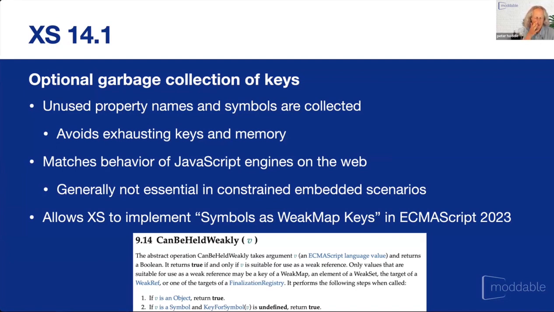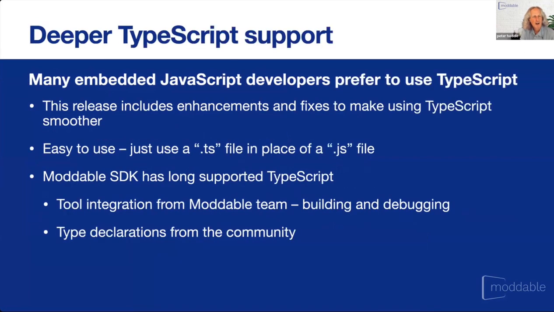And it let us implement the one proposal in ECMAScript 2023 that we didn't in XS 14, which is called symbols as weak map keys. So that support's there. It's disabled by default, but super easy to turn on. So if you have a use for it, it's ready to go.